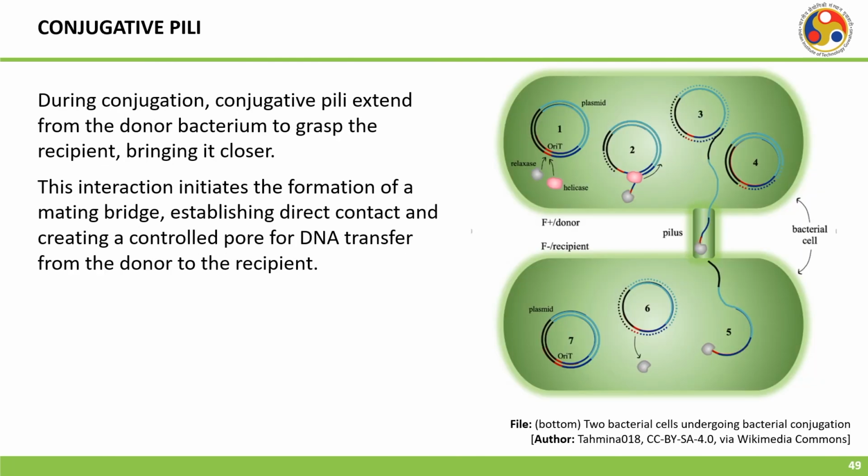During conjugation, conjugative pili extend from the donor bacterium to grasp the recipient, bringing it closer. This interaction initiates the formation of a mating bridge, establishing direct contact and creating a controlled pore for DNA transfer from the donor to the recipient. And you can see here the pore through which the DNA is being transferred.